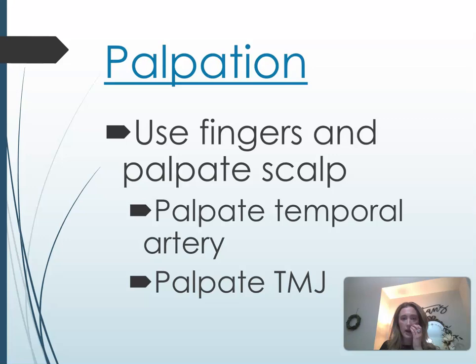Okay, and then when we're palpating, we're going to use our fingers to palpate the scalp, the temporal arteries, and then palpate for TMJ. So we do that by going right here and having the patient open and close their jaw and feeling for any crepitus or clicking and things like that.